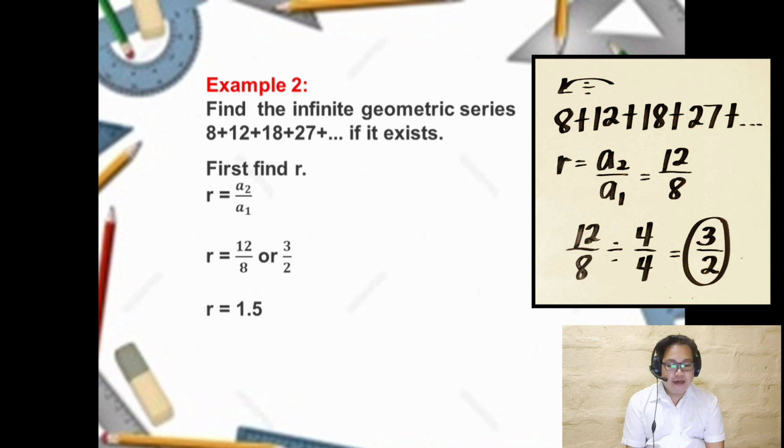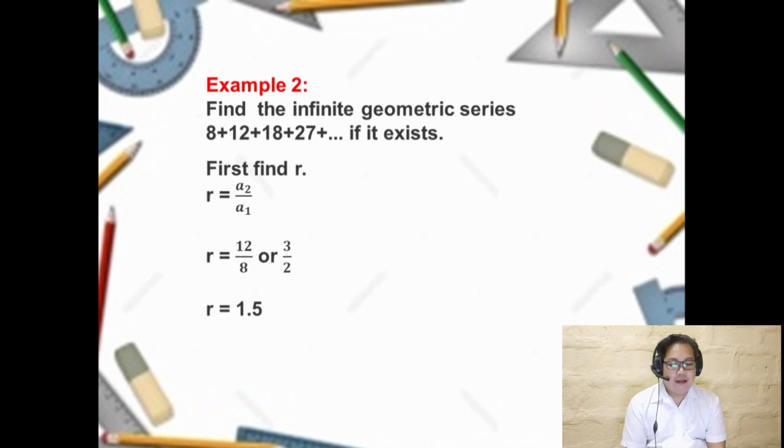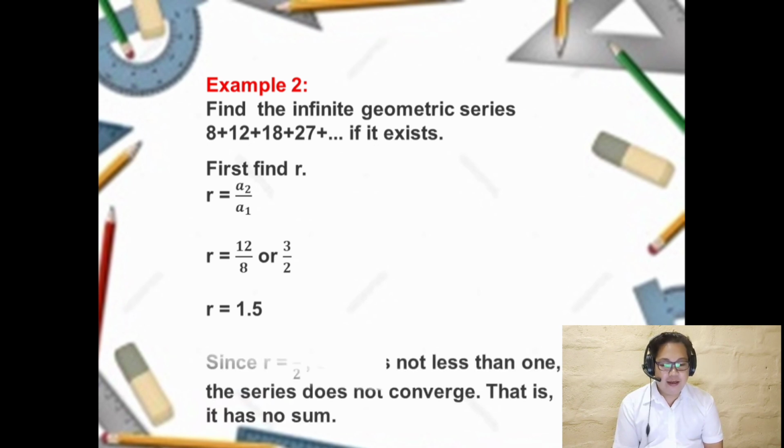At ang 3 over 2 is an improper fraction. Kapag ganito, na mas mataas ang numerator kaysa sa denominator, ibig sabihin, it is more than 1. 3 over 2 in decimals is 1.5. So, it is greater than 1. Since r is equal to 3 over 2, and r is not less than 1, the series does not converge. That is, it has no sum.